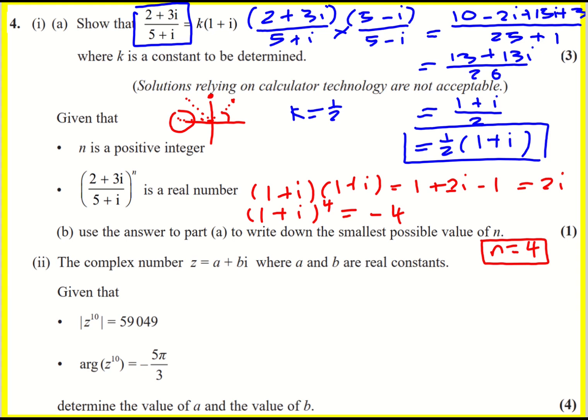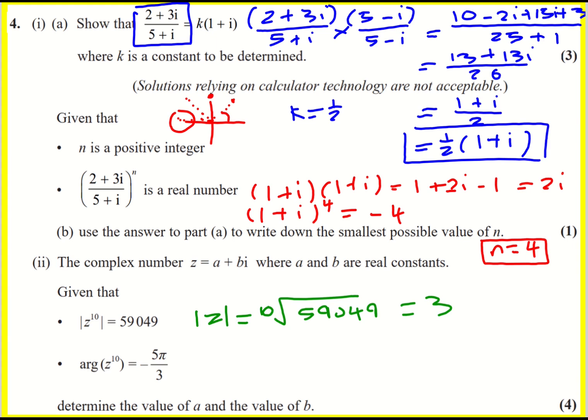So when you have a complex number in modulus argument form, if you multiply them together, you just multiply your moduluses together. So if I want to find the modulus of z, all I have to do is undo this and take the 10th root of 59049. You can guarantee this is going to be a nice number. In fact, it ends up being 3.